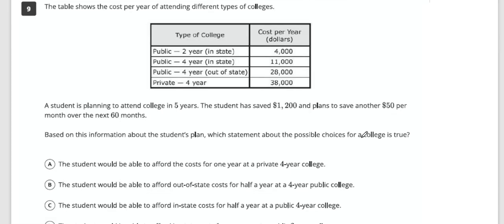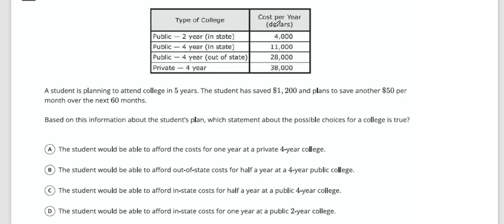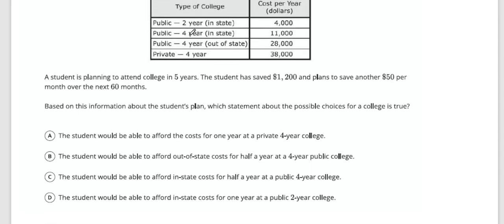Okay, so let's come on here. The table shows the cost per year of attending different types of college. So cost per year: public 2-year in state, 4,000. Public 4-year in state, 11,000. Public 4-year out of state, private 4-year. Okay, so what's the question?